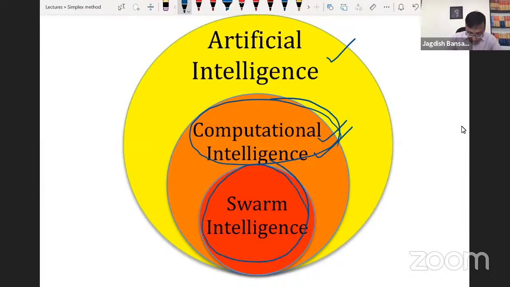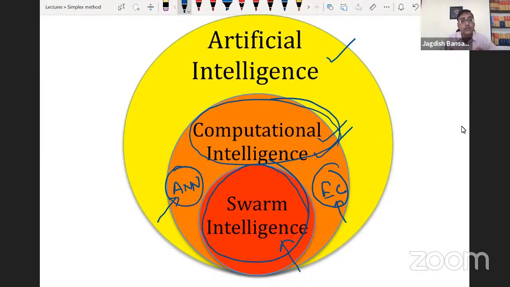Now, swarm intelligence is of course a kind of computational intelligence. Another category is evolutionary computation, and another category is artificial neural network based computation. So the swarm intelligence, evolutionary computation, and ANN are all computational intelligence based algorithms.